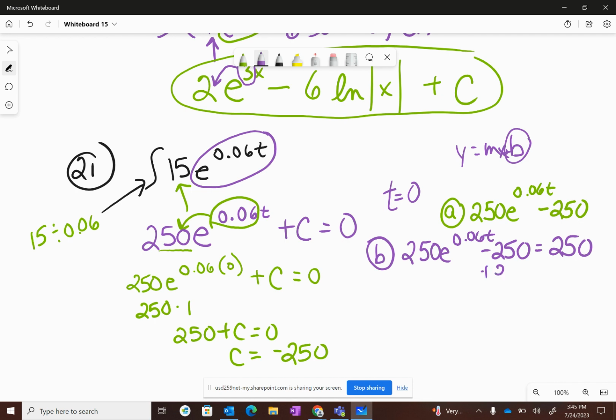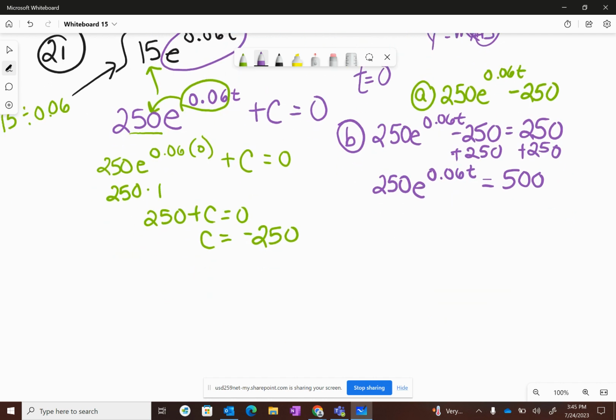The first thing I'm going to do is add the 250 to each side. Okay, so I'm going to get 250 e to the 0.06 t equals 500. Then, because this is multiply, I'm going to divide by 250. So I get e to the 0.06 t equals 2. Now, this is where the only way you can solve this, and to me this is a trigonometry thing, is you take the ln of each side.